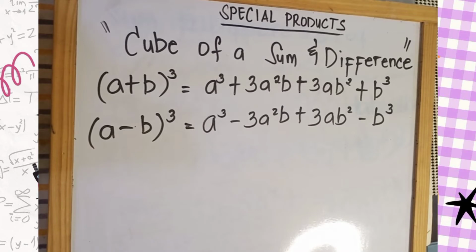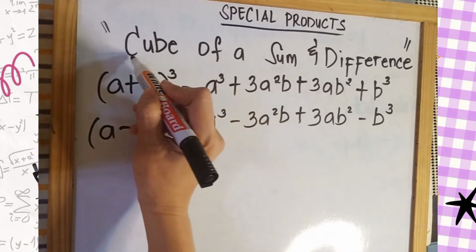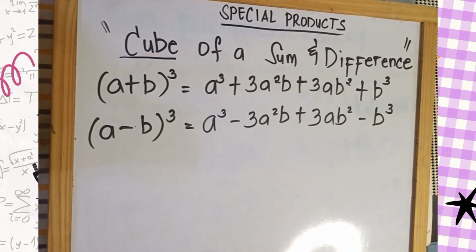Okay, so let's have now the cube of a sum and difference. So kanina, square of a sum and difference, but this time, level up na tayo sa cube. Okay, so we have the first formula.